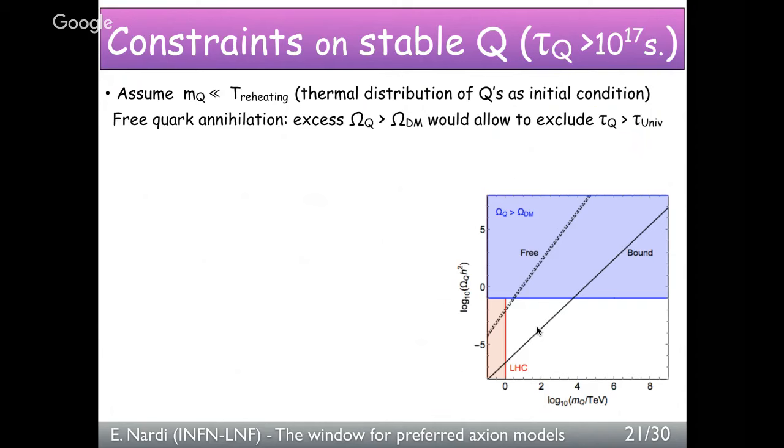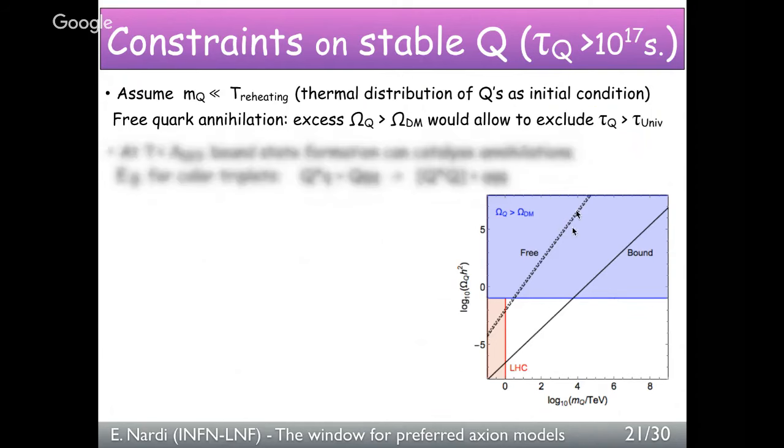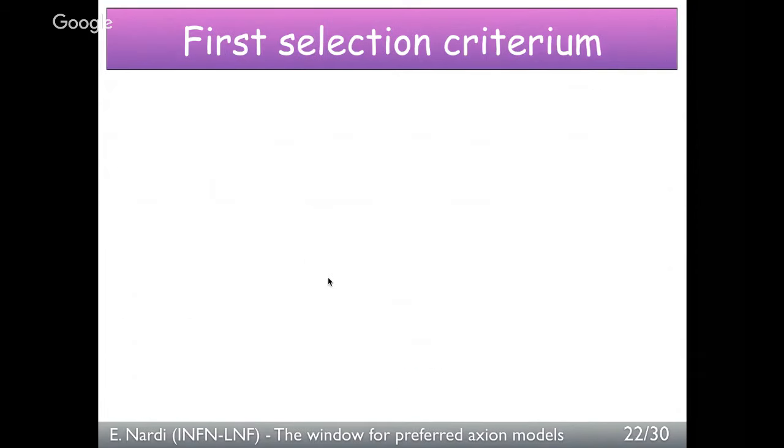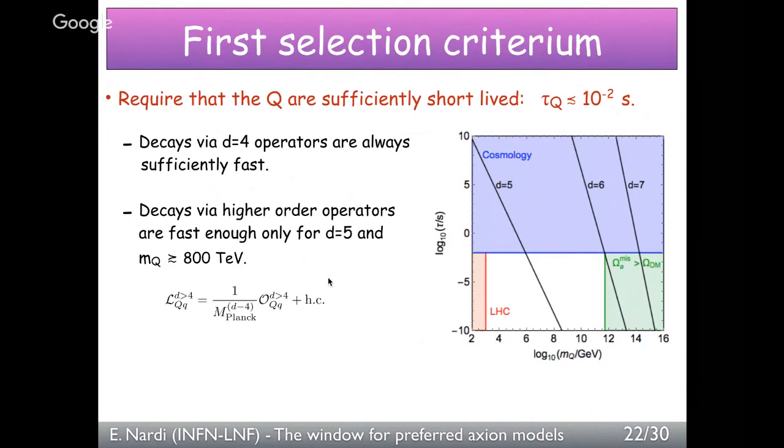There are other mechanisms to annihilate, via Q bound states. I will not go into it. They give a lower limit, so the truth is in the middle, but we have motivated reason to think that the real answer is much closer to the free annihilation line than to the bound annihilation line. Here there was a scheme of how annihilation via bound states could proceed. So that's the first selection criterion. It forces us to assume that they decay through operators of dimension 5 or at the 3 level. Dimension 6 will already give too long a lifetime.